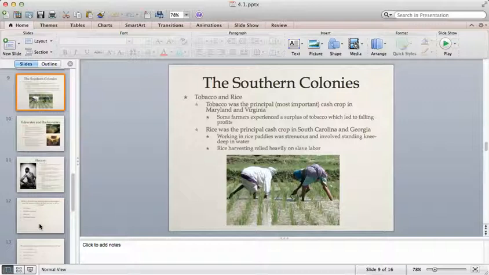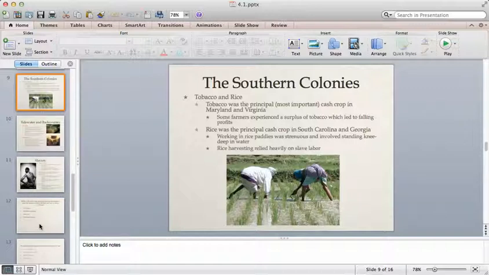The southern colonies had some similarities to the middle colonies because they also planted cash crops. The two most important cash crops in the southern colonies were tobacco and rice. If you remember, tobacco was the product that kind of saved Jamestown. It was a very significant crop in Virginia, the most important cash crop in Maryland and Virginia. Unfortunately, after a while, some of these farmers started having a surplus of tobacco, which led to falling profits.